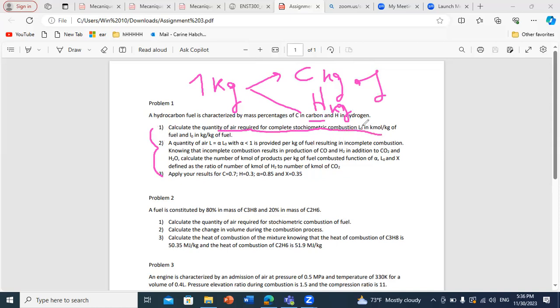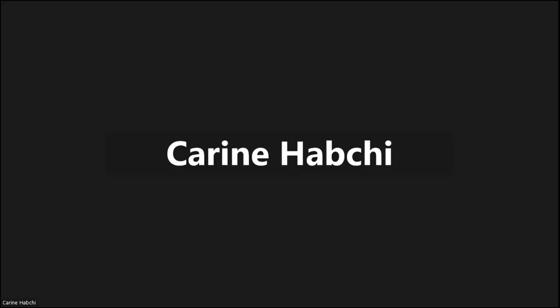And we want to determine this quantity first in number of kilomole of air required for complete combustion of 1 kilogram of fuel. And then we will deduce the mass of air required per kilogram of fuel. So let us go first over this question together. So let me open a whiteboard. The approach is really simple.